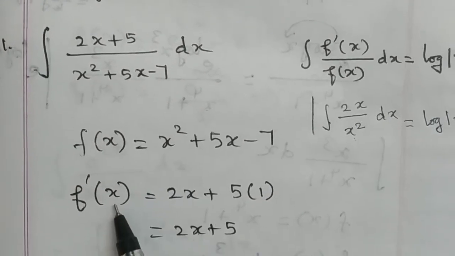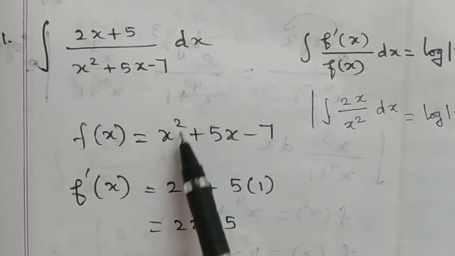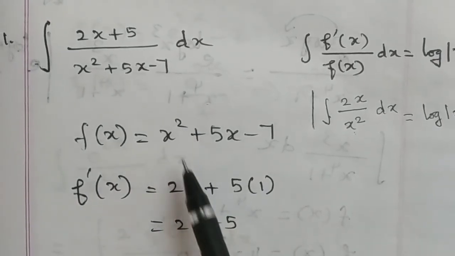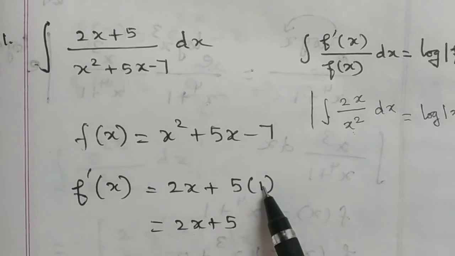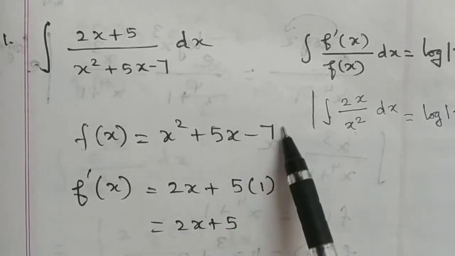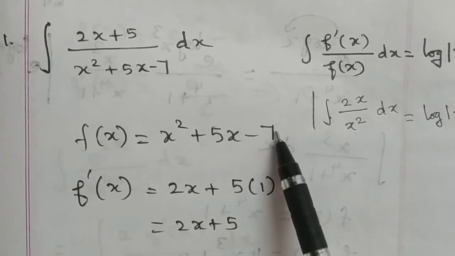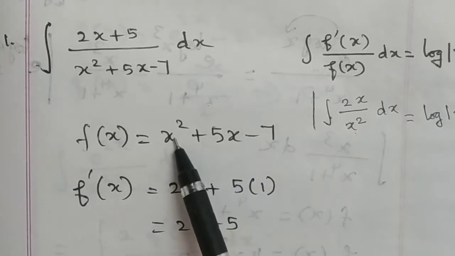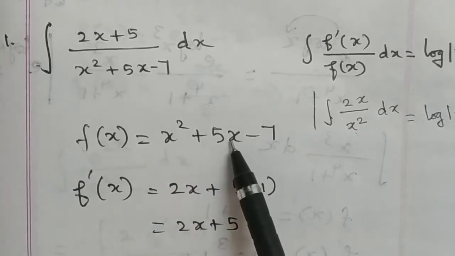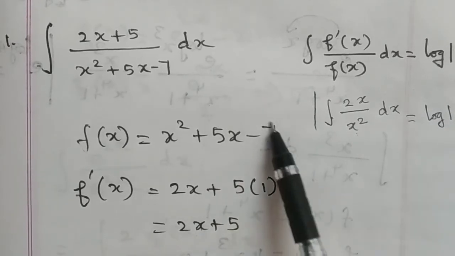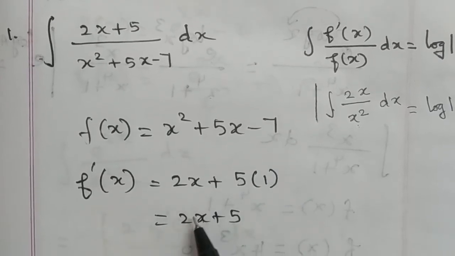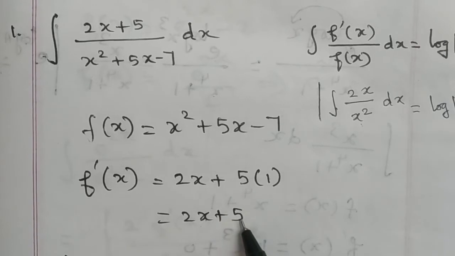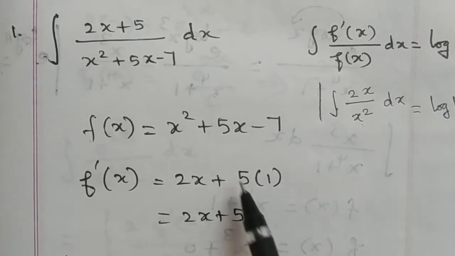f dash of x equals: the derivative of x square is 2x. Here 5 multiplies x, and the derivative of x is 1. Minus 7: 7 is a constant term, so the derivative of a constant term is 0. So finally we get 2x plus 5, and it is in the numerator.